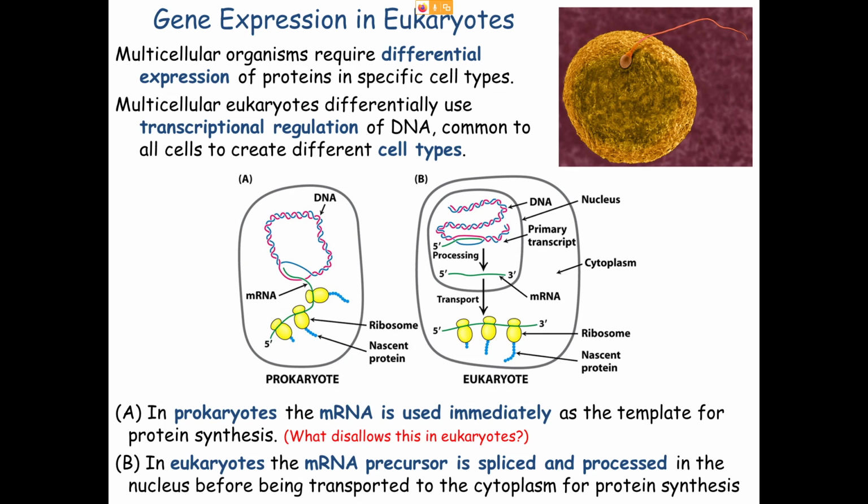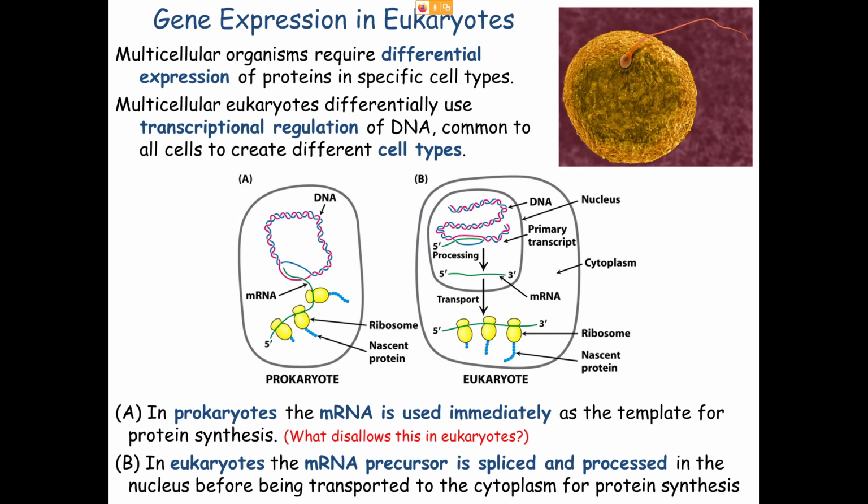So what allows this difference between the two? What's the major difference between the prokaryote and the eukaryote here is the fact that we can isolate the nucleus. So it must be this nuclear membrane. Without the nuclear membrane, the ribosomes would have access to this message the moment it starts being made, like a prokaryote.